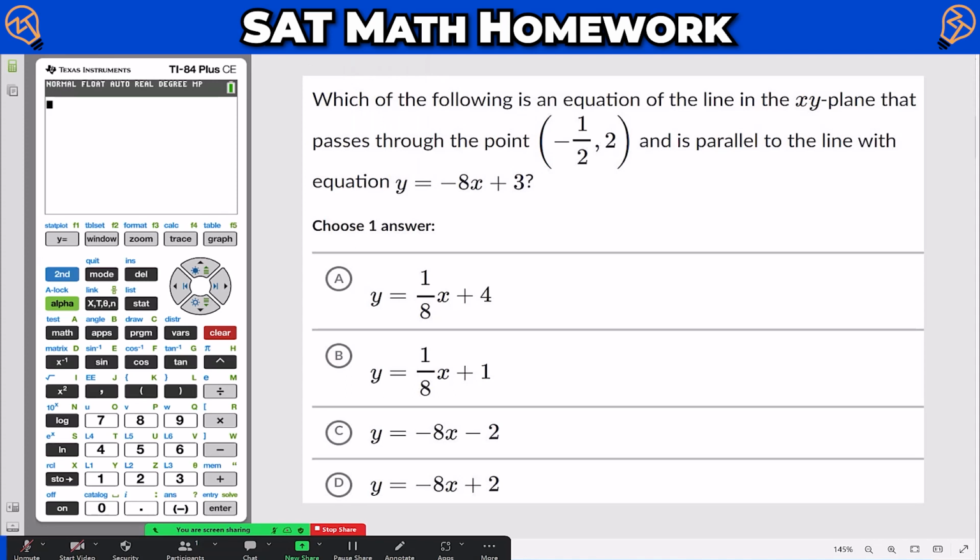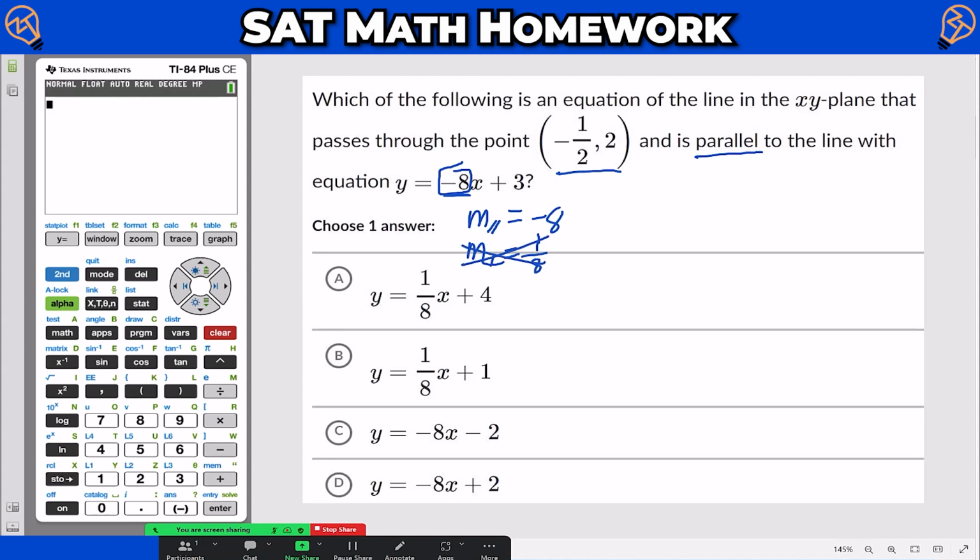So here I'm given a point, and I'm also told that the equation we're trying to find is parallel to this particular equation. Well, the slope of this line is -8. A line that's parallel will have the same slope. If instead they said perpendicular, it would have an opposite, so positive, reciprocal slope. But that's not what we're asked for here. This is actually a bit more straightforward.